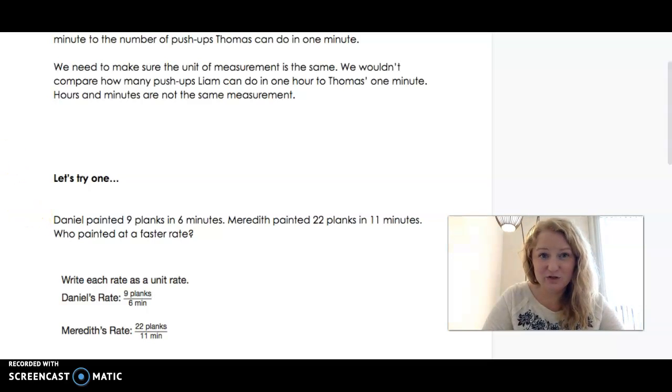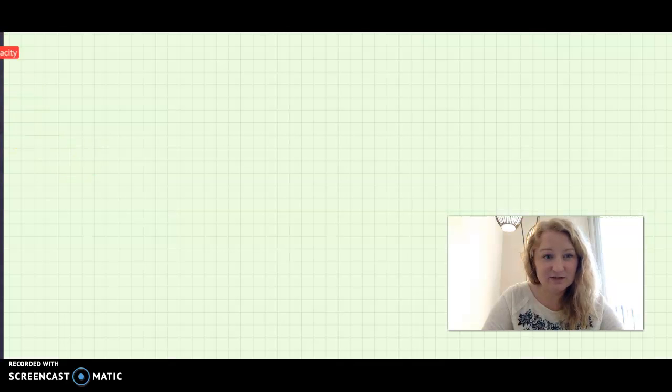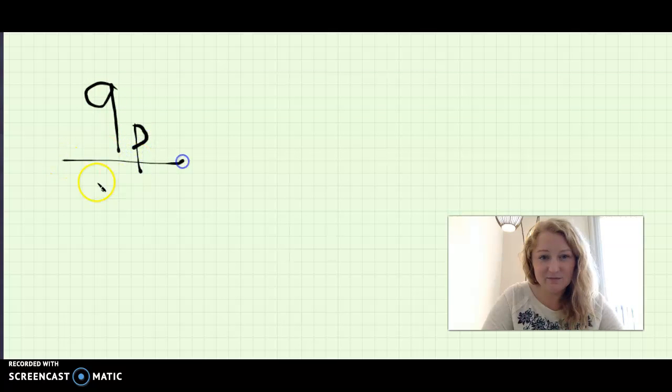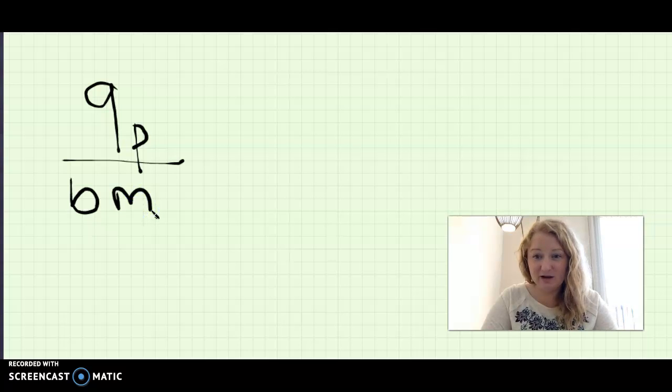I'm going to switch my window over here. 9 planks for 6 minutes. Let me see if I can get that here. 9, and I'm going to do P for planks and for 6 minutes, and I'll do M for minutes. So here is my rate, but I was asked to find the unit rate.